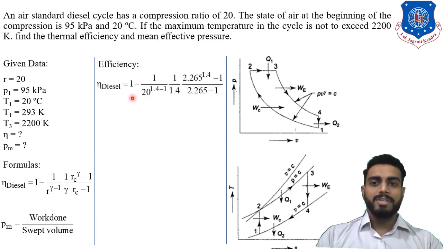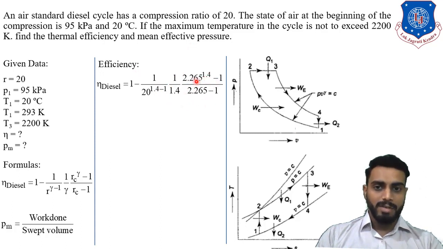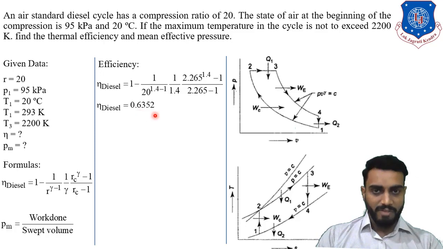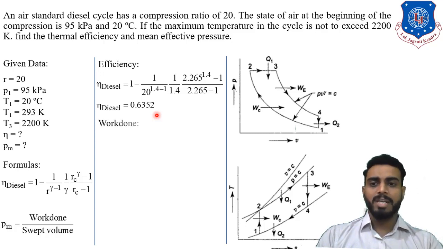So what is the efficiency? 1 minus 1 upon 20 raised to 1.4 minus 1, into 1 by 1.4, into 2.265 raised to 1.4 minus 1, upon 2.265 minus 1. So the final value of efficiency is 0.6352, or you can say 63.52%. Right. Now the next task is to find out the mean effective pressure.